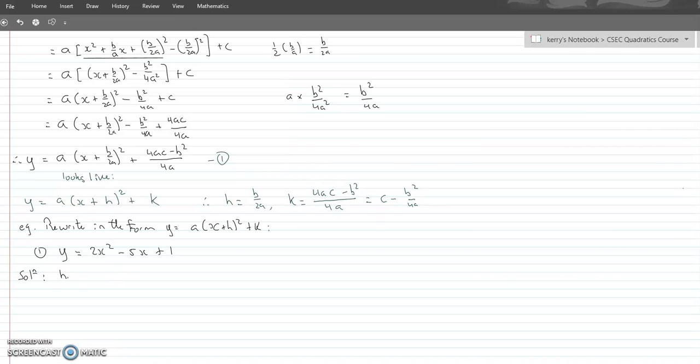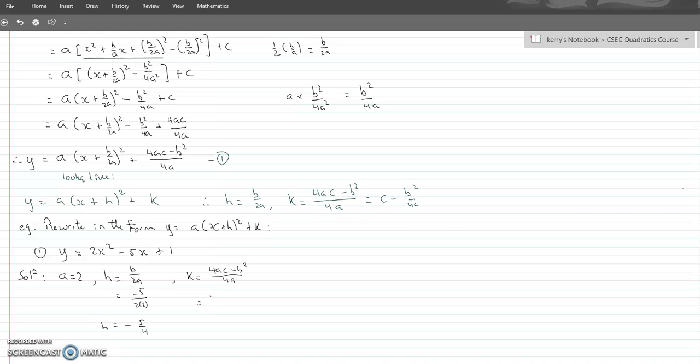So we know that a is equal to 2. Yeah? A is this number here. h is equal to b over 2a. Now in this case, b is minus 5, over 2a is 2 by 2, which will give us negative 5 over 4. And look, we have h there already. And then k is this formula here. 4ac minus b squared all over 4a.